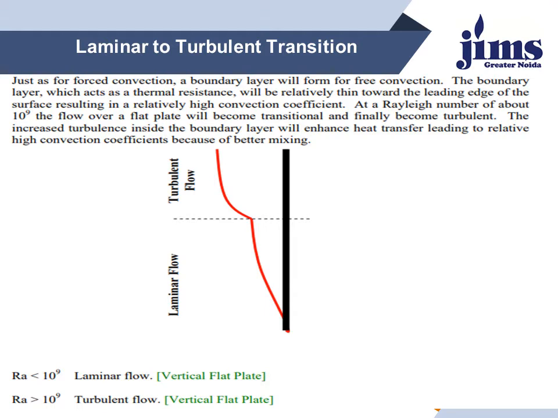At a Rayleigh number of about 10 to the power 9, the flow over a flat plate will become transitional and finally becomes turbulent, as shown in the figure. The increased turbulence inside the boundary layer will enhance heat transfer, leading to a relatively higher convection coefficient because of better mixing.